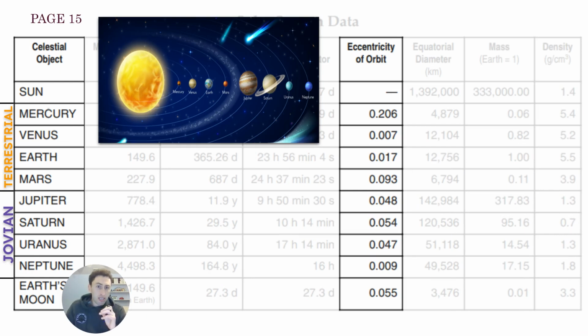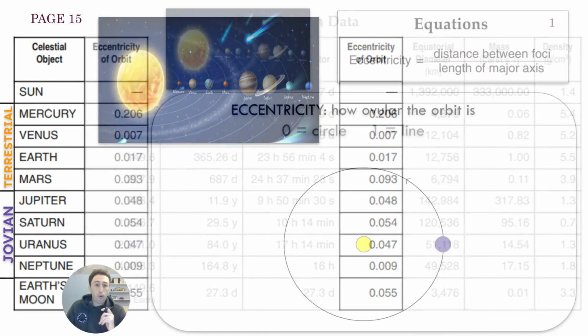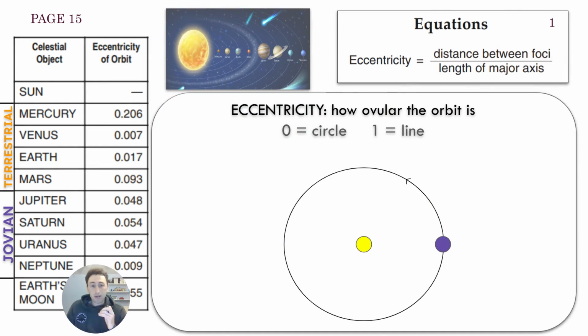Now, the eccentricity of the orbit. Again, the planets do not have a circular orbit around the sun. They have an eccentric orbit. Eccentricity is how ovular the orbit is. 0 would be a circle, and 1 would mean that it's a straight line. So if you see the planets here, they are close to 0. They're not at 0, which would be a complete circle. They are like 0.017, 0.093. Mercury has the greatest eccentricity, which means that it's the most ovular in its orbit around the sun.